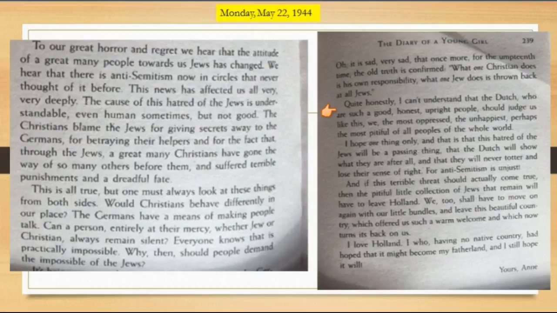I hope one thing only, and that is that this hatred of the Jews will be a passing thing, that the Dutch will show what they are after all, and that they will never totter and lose their sense of right, for anti-Semitism is unjust. And if this terrible threat should actually come true, then the pitiful little collection of Jews that remain will have to leave Holland. We too shall have to move on again with our little bundles and leave this beautiful country which offered us such warm welcome and which now turns its back on us. I love Holland. I who have no native country had hoped that it might become my fatherland, and I still hope it will. Yours, Anne.